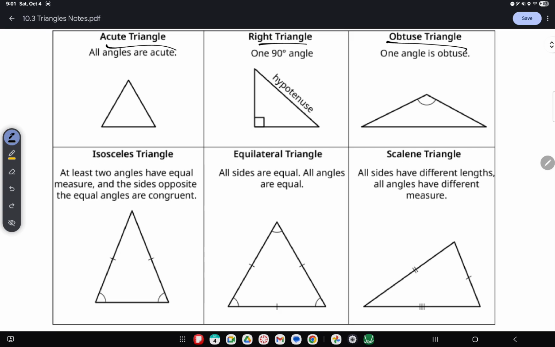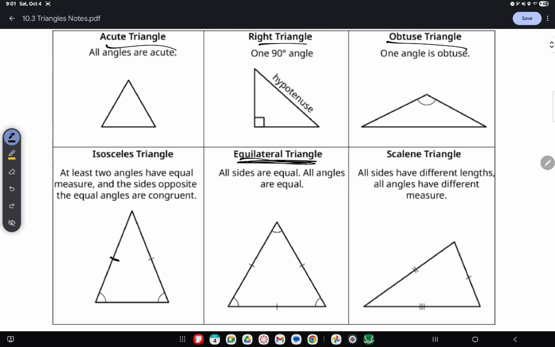We can classify triangles by side lengths as well. One that you're probably used to seeing is an equilateral triangle. It means that all the sides are congruent, and if all the sides are congruent, then so are all the angles. So equilateral.